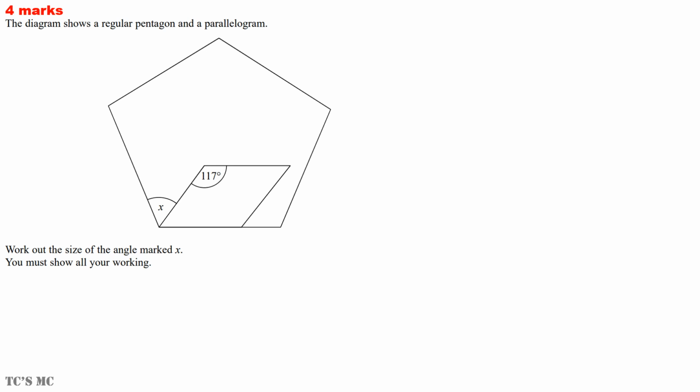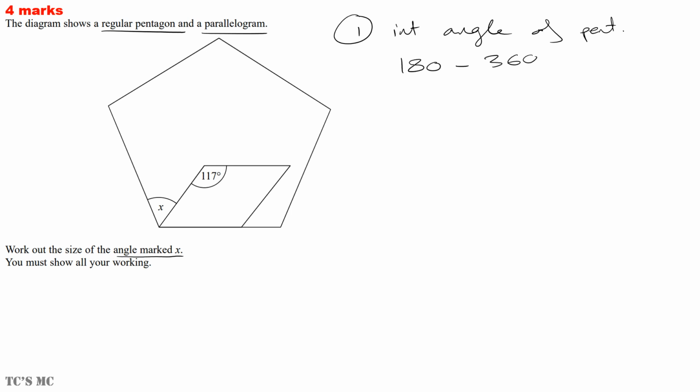The diagram shows a regular pentagon and a parallelogram. Work out the size of the angle marked X. You must show all your working. Step 1 is to work out the interior angle of a regular pentagon. The formula is 180 subtract 360 over n, where n is the number of sides. In this case, that's 5. We end up with 108 degrees. Now we have 1 mark.